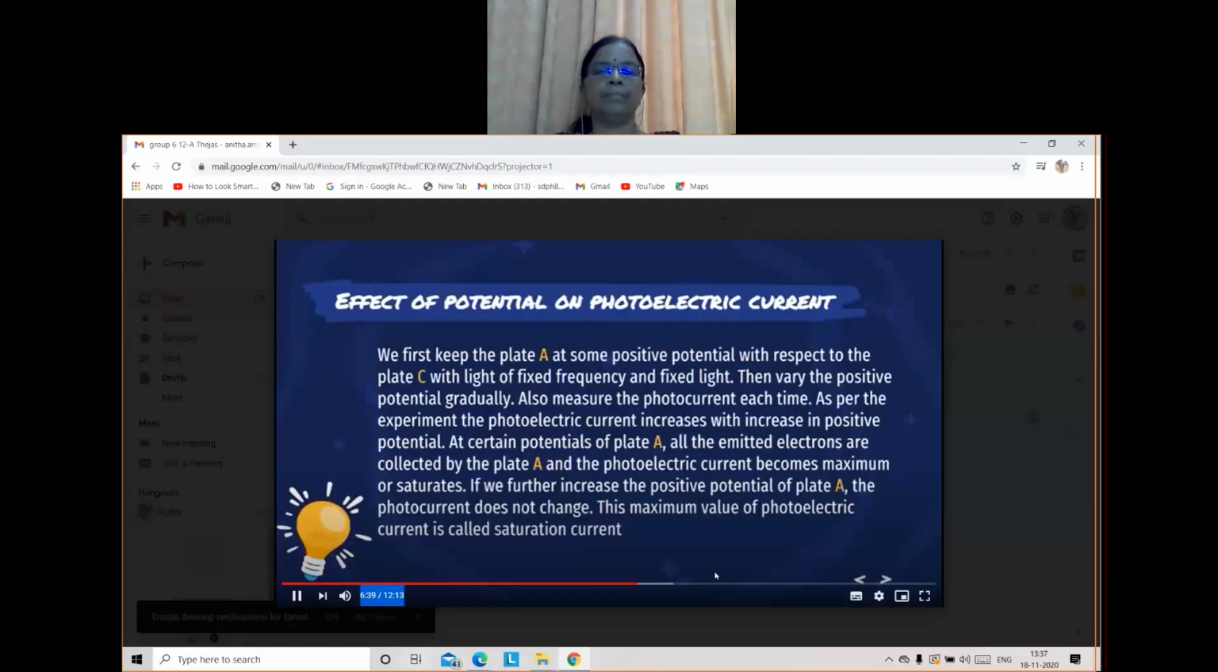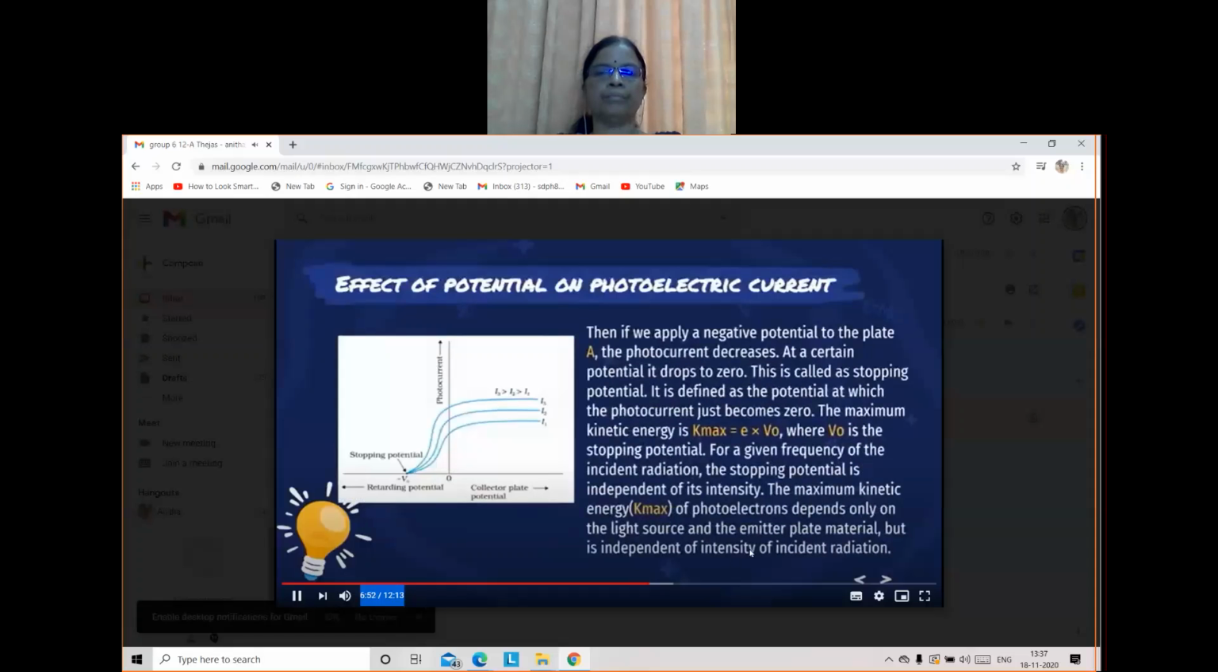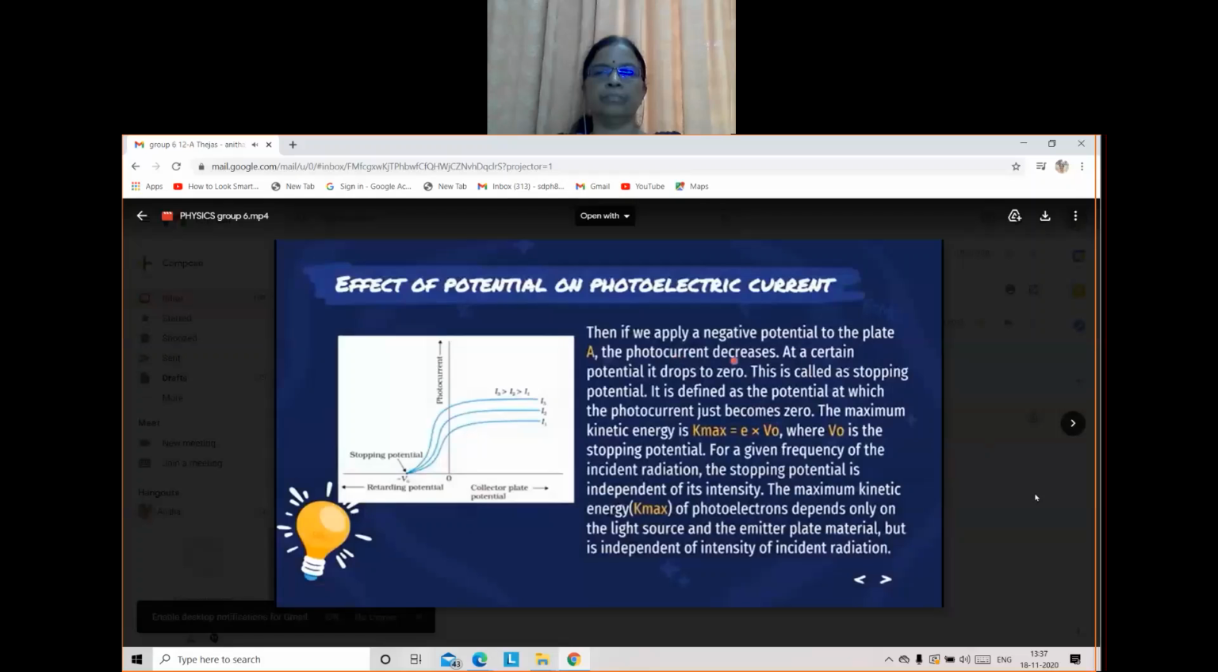If we further increase the positive potential, the photocurrent saturates. This maximum value of photoelectric current is called saturation current. Then, if we apply a negative potential to the plate A, the photocurrent decreases. At a certain potential, it drops to zero. This is called the stopping potential. It is defined as the potential at which the photocurrent just becomes zero. The maximum kinetic energy is Kmax equal to e times V0, where V0 is the stopping potential.